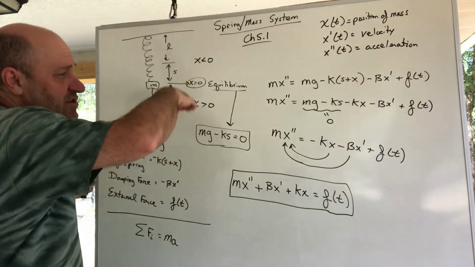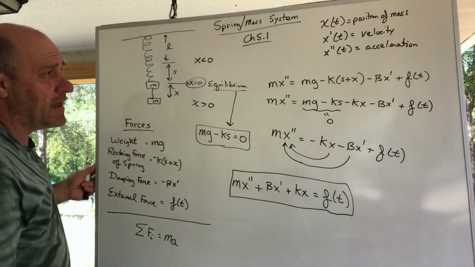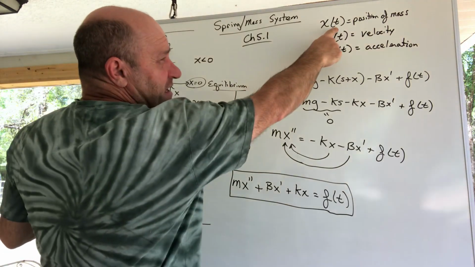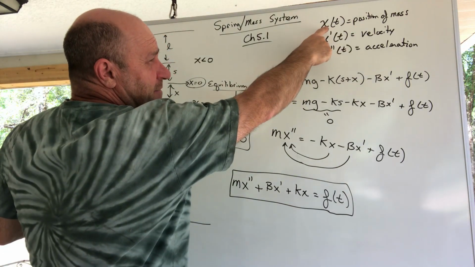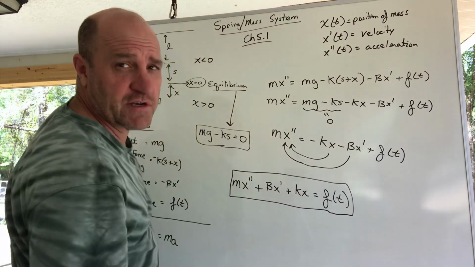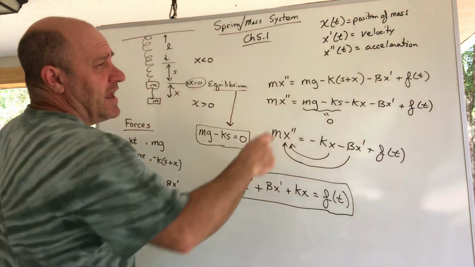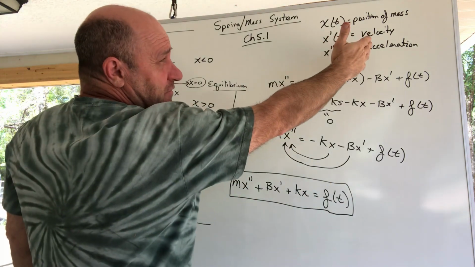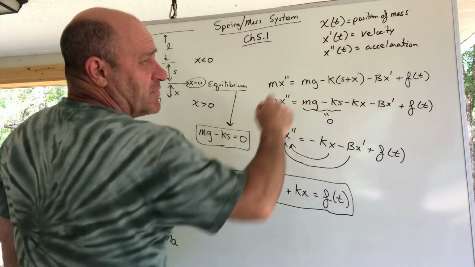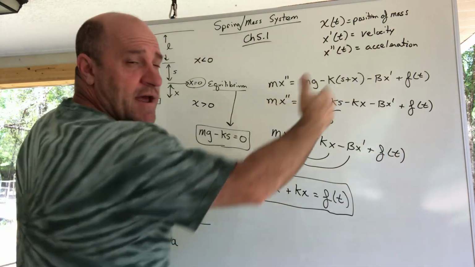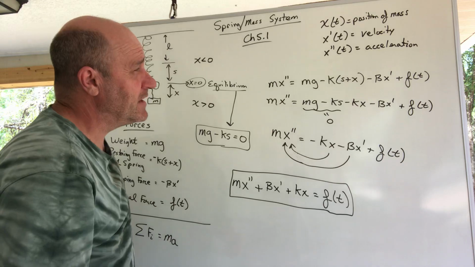X is the position of the mass at any time, and x of t is the position of the mass at any time. That's the solution to the differential equation when we solve it. X prime of t is the velocity, of course, if that's position. X prime is the velocity, and x double prime is the acceleration.